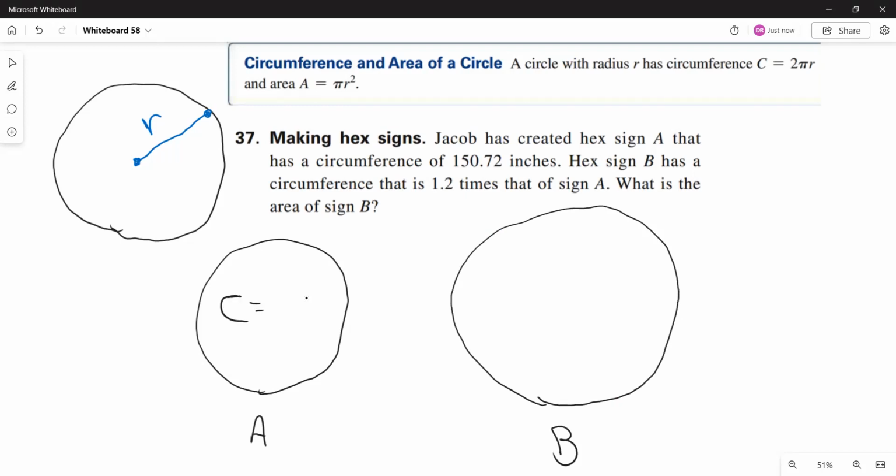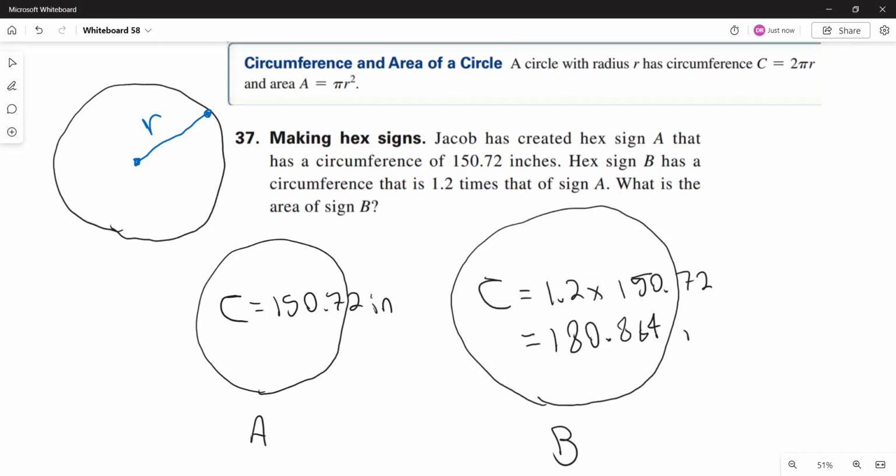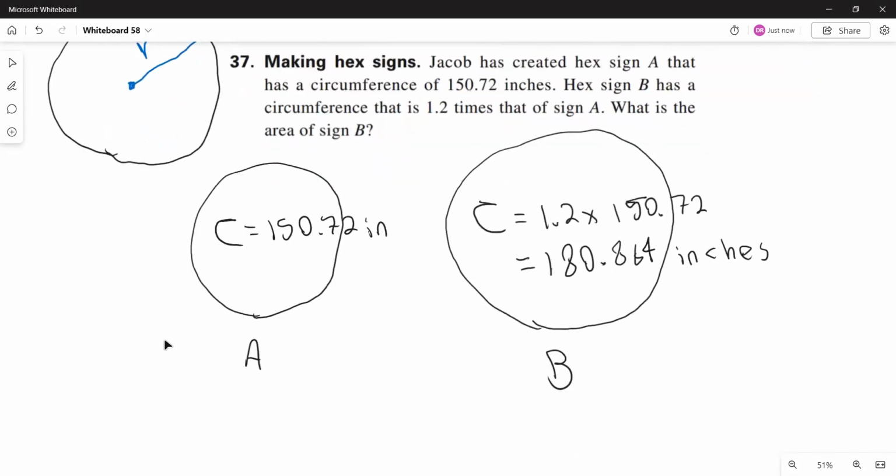We know that the circumference of this one is 150.72. So the circumference of the second one is going to be 1.2 times 150.72, so that's going to be 180.864 inches. We want to find the area, and in order to find the area, we need to know the radius. As long as we know the radius, we can find the area.